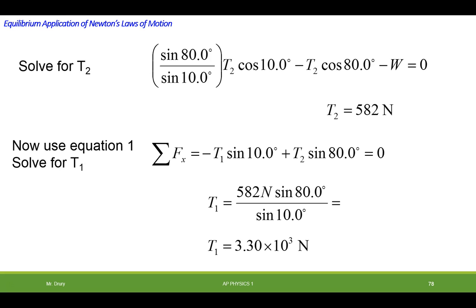Basically, to summarize it, what you're doing is you're picking the object you're looking at, you're drawing free body diagrams of it, you're breaking any vectors into components, and then you're solving for any unknowns. And sometimes you have to solve simultaneous equations.